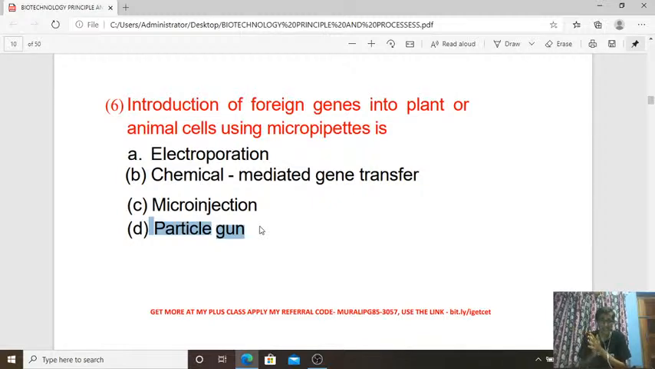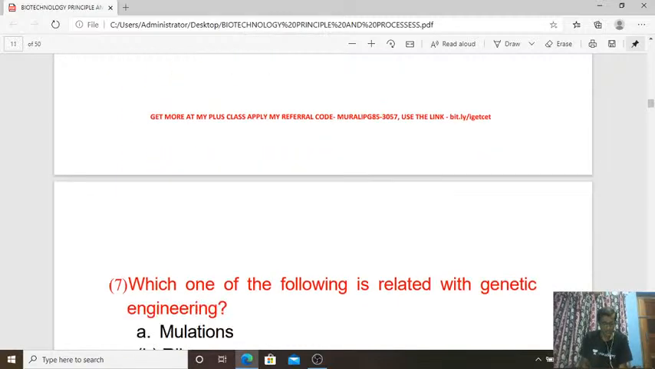Microinjection is the direct introduction of genetic material through a specialized needle. Electroporation is where an electrical charge is applied. But here it is chemical-mediated gene transfer, using a micropipette. So the answer for the 6th is B. And next, the 7th one.